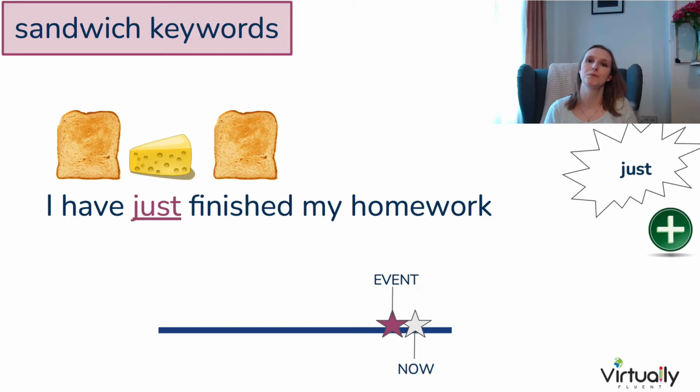So the first example we're going to look at is just. I have just finished my homework. You can see that cheese in between those 2 pieces of bread. On a timeline, it might look something like this, and it means very recently in the past, 2 minutes ago, 10 minutes ago, that this activity happened.